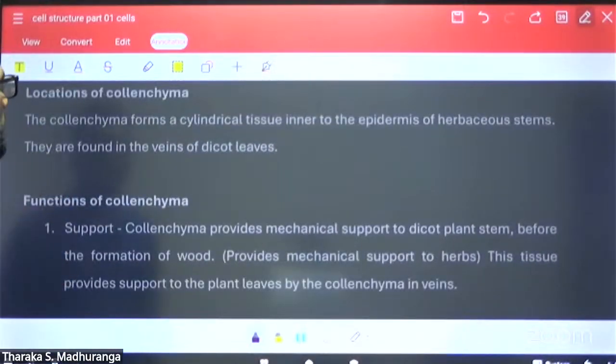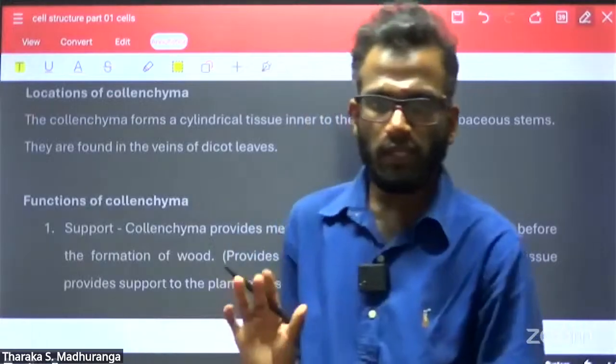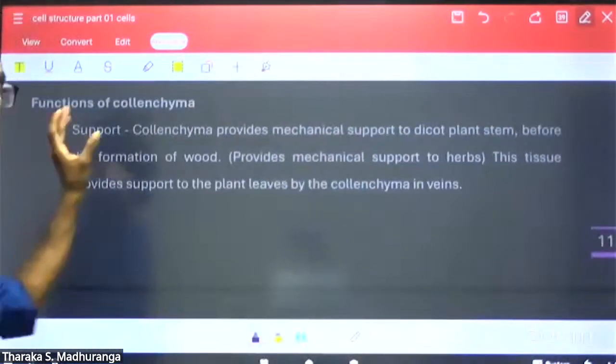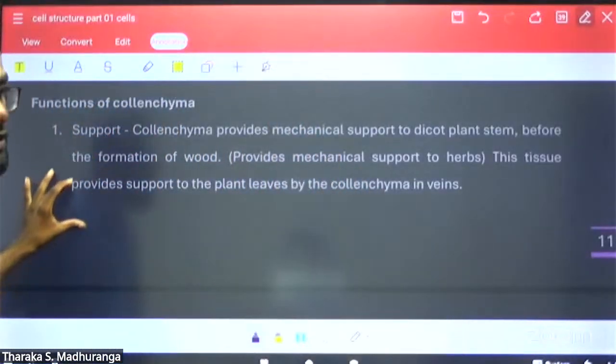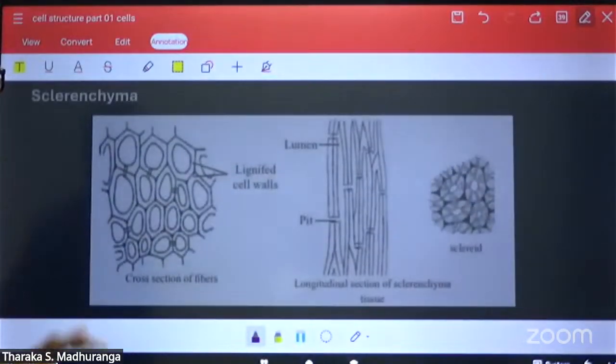Locations of collenchyma: mainly stems and leaves, the matured parts. Its function is both photosynthesis and support to the plant, strength to the plant. Okay. Final one, sclerenchyma.